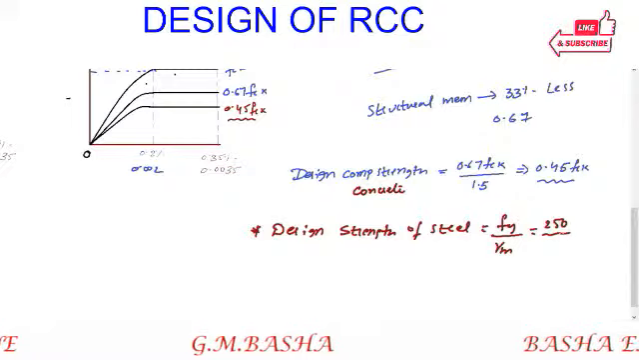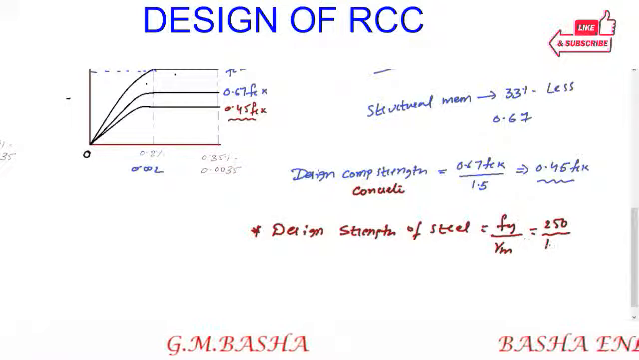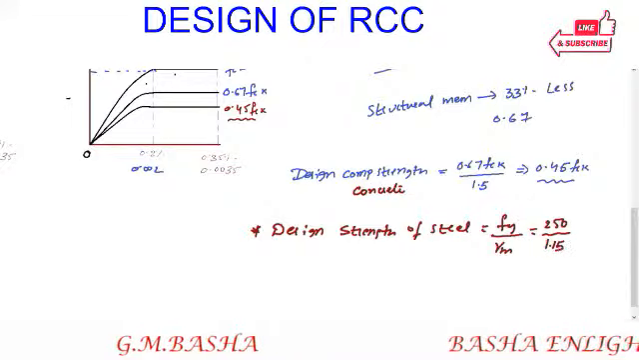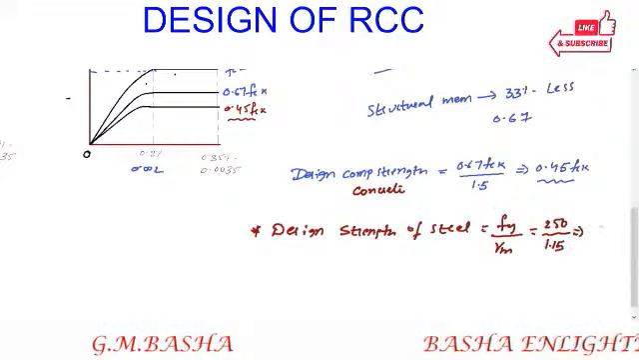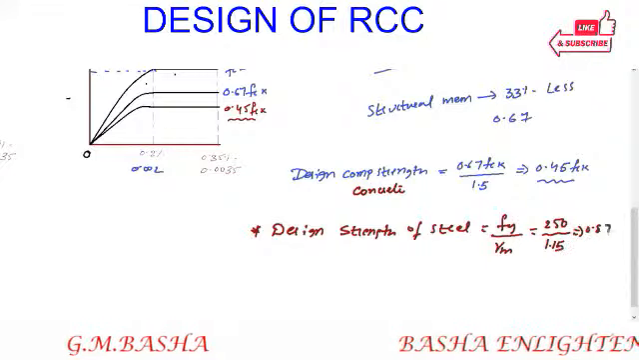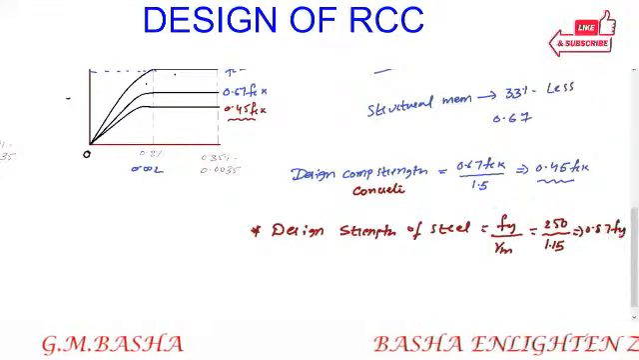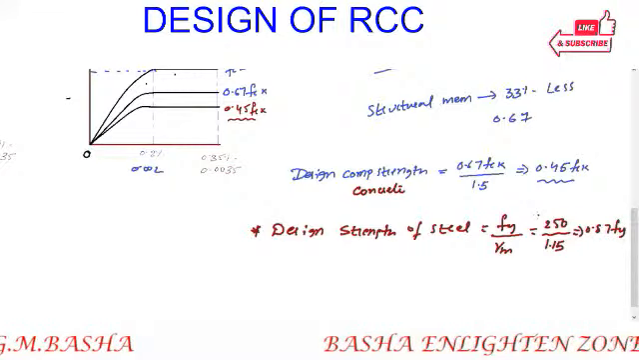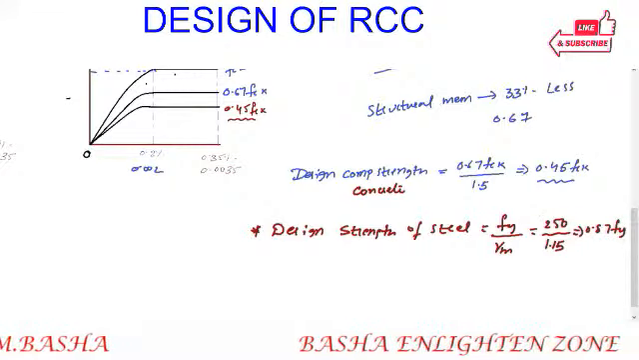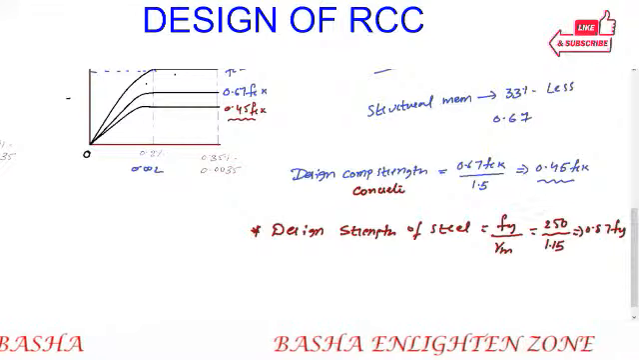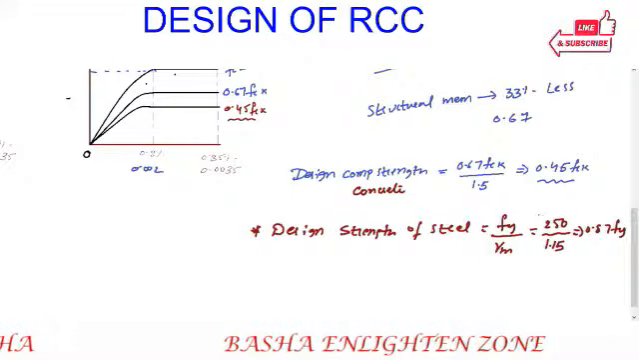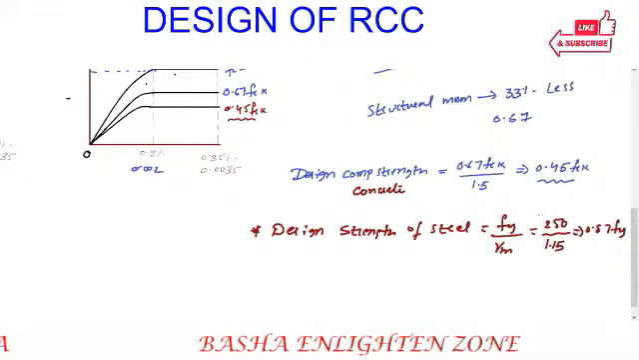So the design strength of the steel will be equal to... what about the partial safety factor for steel? That will be equal to 1.15. So totally we will get 0.87 fy. Here I am considering mild steel, which is 250. For example, you may get HYSD bars with yield strength of 415 or 500. In the formula you can substitute that value directly.